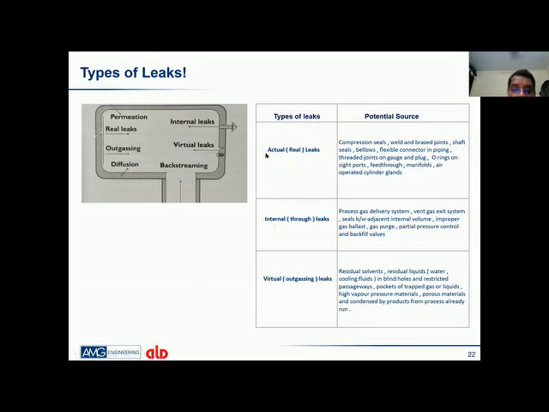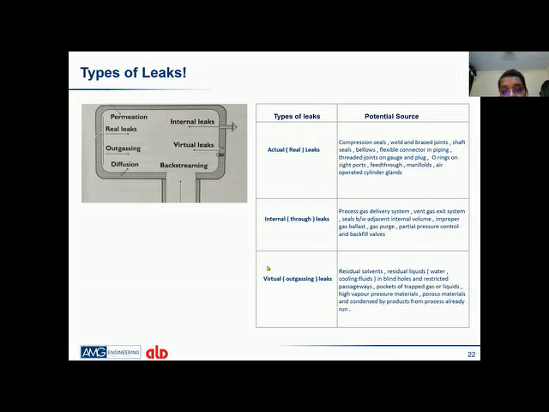So when we look at the real leaks, the internal leaks and the virtual leaks, from our understanding the real leaks are very easy to identify as compared to the internal and virtual leaks, and easy to block also. Basically these come from the seals, the welding joints, the braze joints, and the o-rings. Then there are internal leaks, like from a blind hole, which most of the time gets missed.